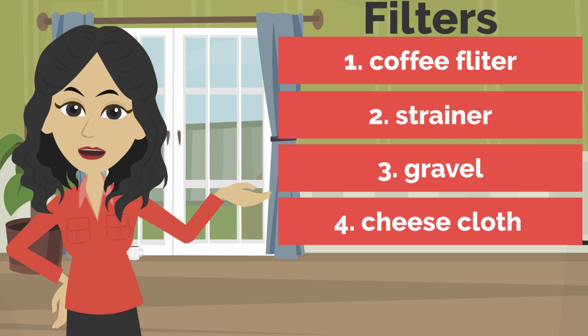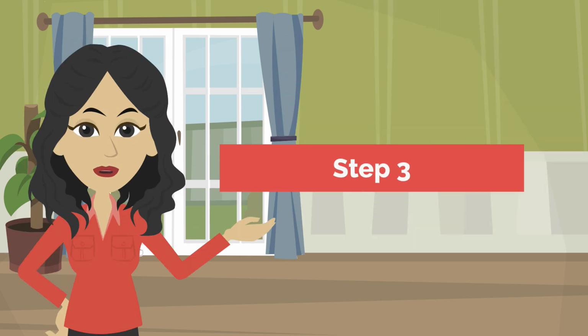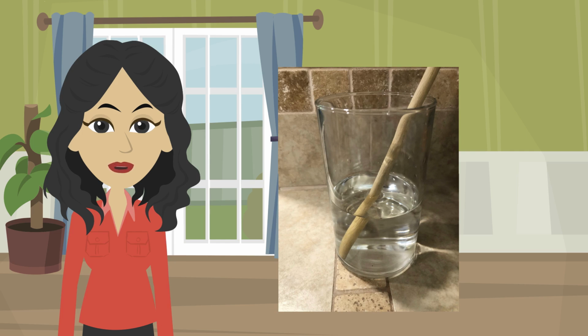Now that you've collected all 4 of your filters, the coffee filter, strainer, gravel, and cheesecloth, or something that's similar to those things, it's time to move on to step 3. In step 3, we're going to add the contaminants into our clean water. First, get your large container with your clean water in it. As you add each contaminant, make sure you add enough so that it's easy to see them in your clean water, and so that you have enough to distribute through all 4 of your filters.